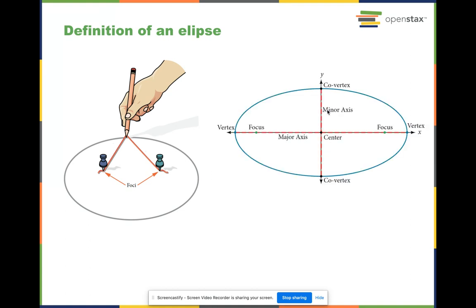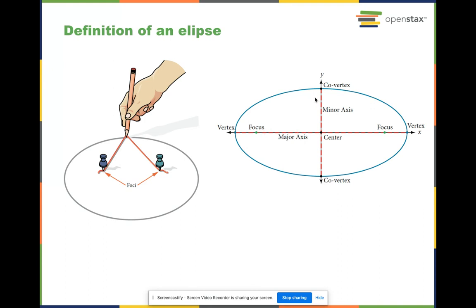So here's some terminology for ellipses. The longer axis is called the major axis. And along the major axis is where we have our two focus points, or foci. Here's our center. And we call this the minor axis, the shorter axis. And on the major axis, the intersection of the axis with the ellipse are called the vertices, or vertex. Each of these points is called a vertex, and together they're called vertices. And each of these points on the minor axis are called the covertex, and together they're the covertices.